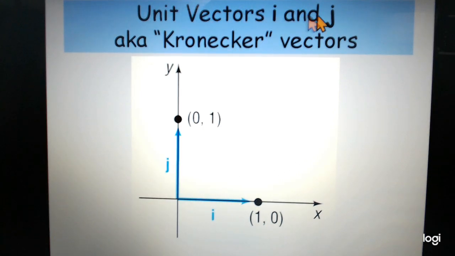we have unit vectors i and j, also known as Kronecker vectors, named after a German mathematician named Kronecker. So a unit vector has length 1. A unit vector in the x direction is symbolized by i. A unit vector in the y direction is symbolized by j. It's alphabetical order, x, y, i, j. If we were talking about 3 dimensions, which I do have on Blackboard, it would be i, j, k. Those are known as the Kronecker vectors.